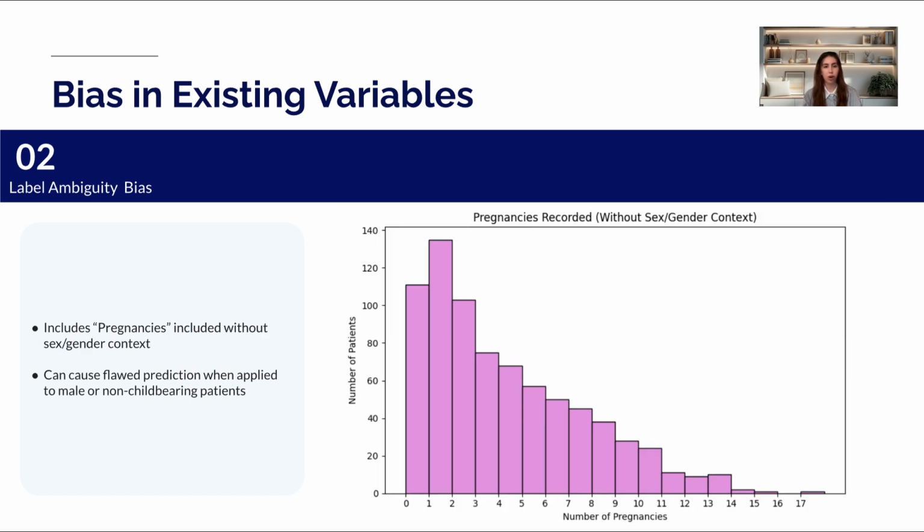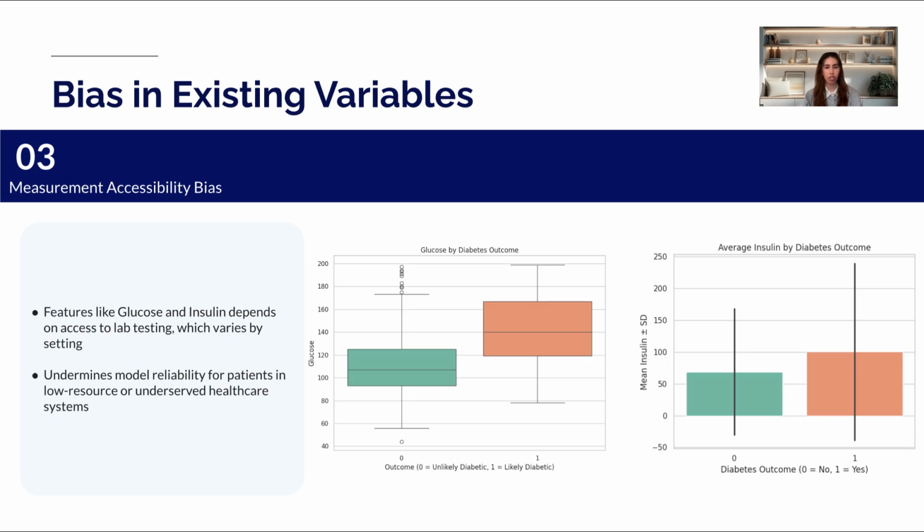Some variables raise issues because they're used without enough context. Take pregnancies. It's highly relevant for identifying gestational diabetes, but in this dataset, it appears without any associated sex or gender data. That makes it difficult for the model to know when the feature is meaningful and when it could actually introduce error. For example, by applying pregnancy-related patterns to patients for whom it's biologically inapplicable. Access to measurement is another issue.